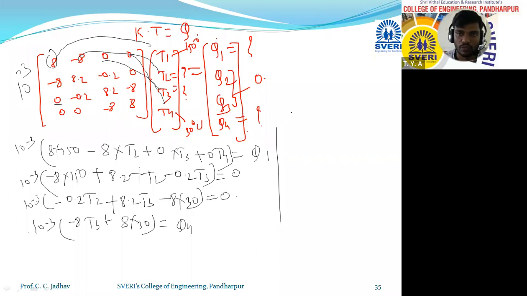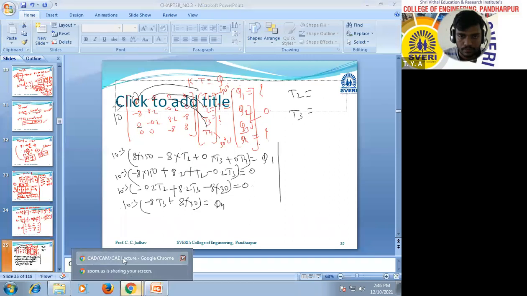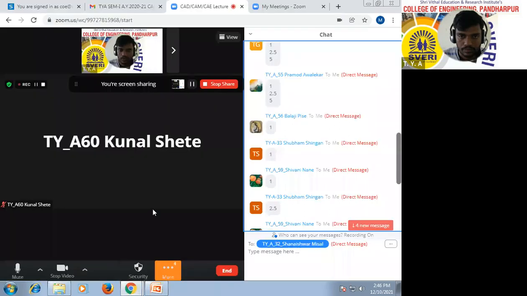Solve all these 4 equations and tell me the values of T2 and T3. Solve this equation and tell me the values of the temperature T2 and temperature T3. Tell me the value.